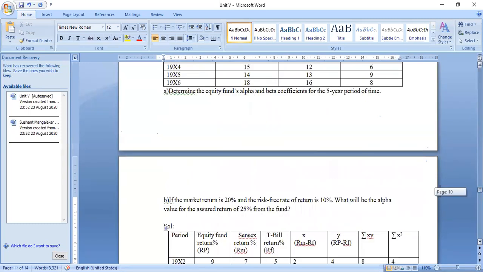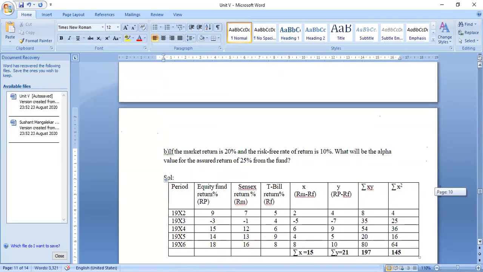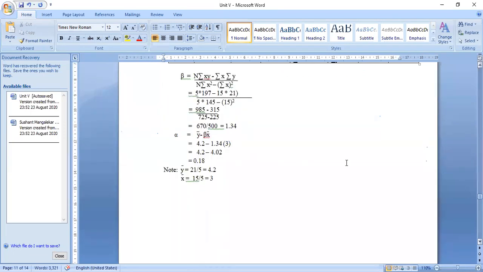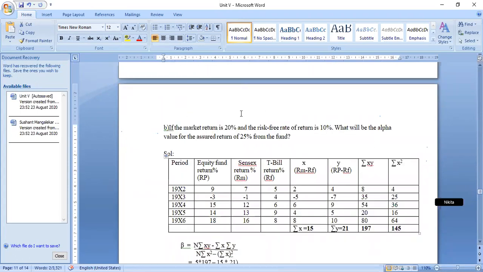But for this, first again we have to calculate the value of beta, because unless and until you calculate the value of beta, we cannot find alpha, because in alpha you have y bar minus beta into x bar. So first we have to calculate beta based on what? Based on this particular information.